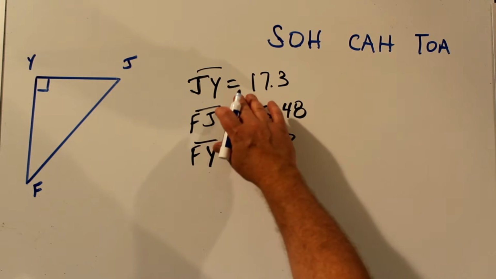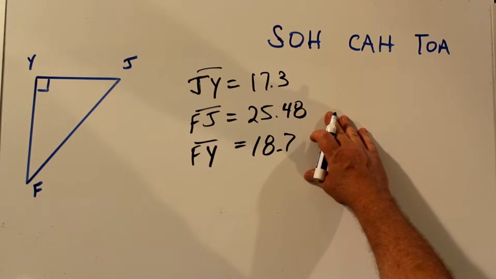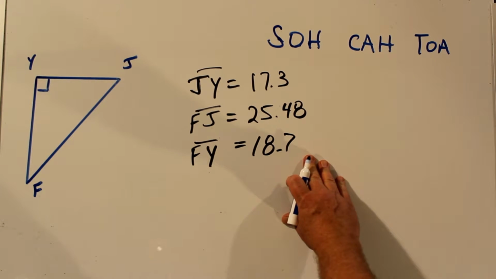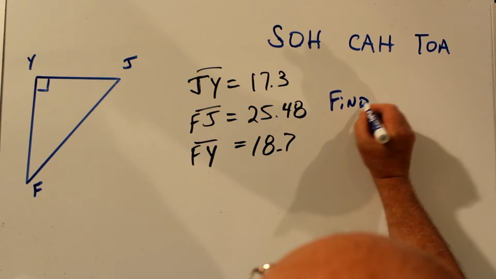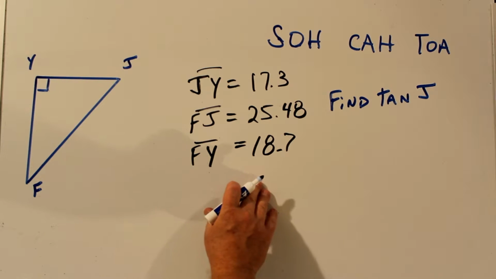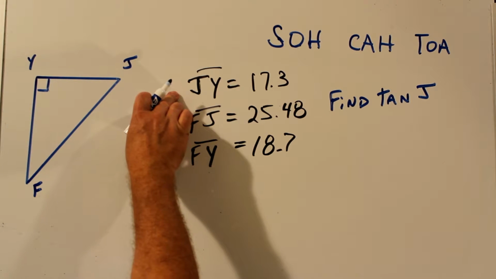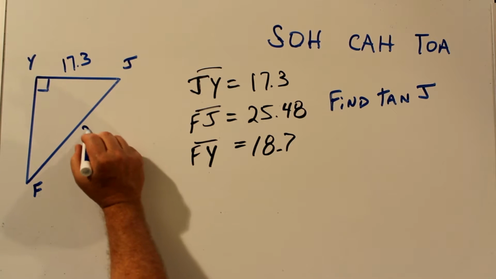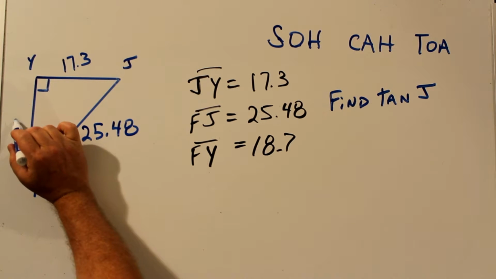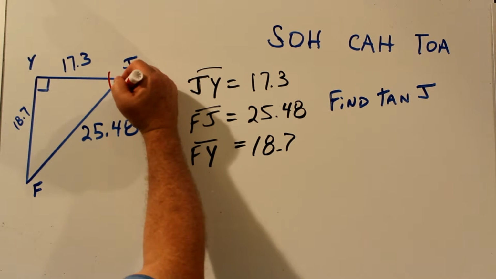In this triangle, side JY is 17.3, side FJ is 25.48, and side FY is 18.7, and we want to find the tangent of angle J. So let's write the information that we know on our diagram. JY is 17.3, FJ is 25.48, and FY is 18.7. And we're looking for the tangent of angle J.